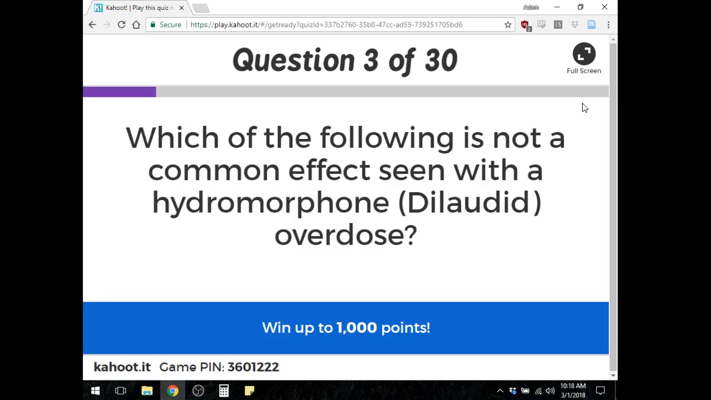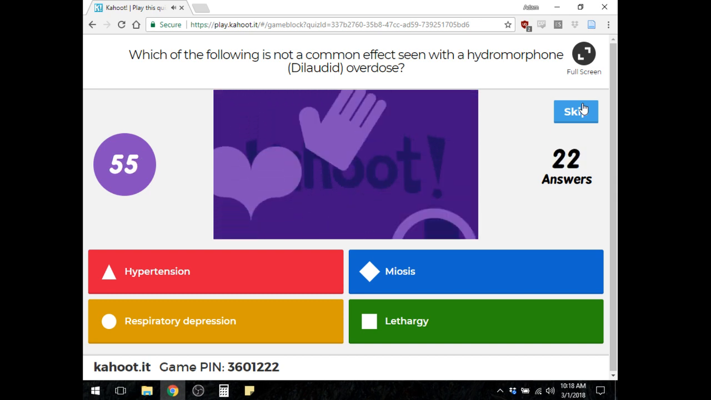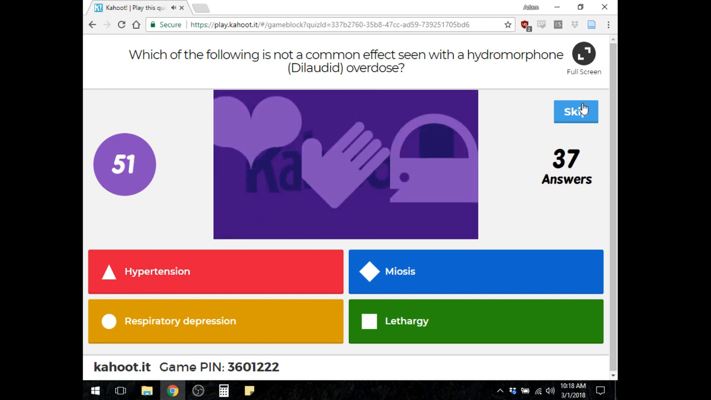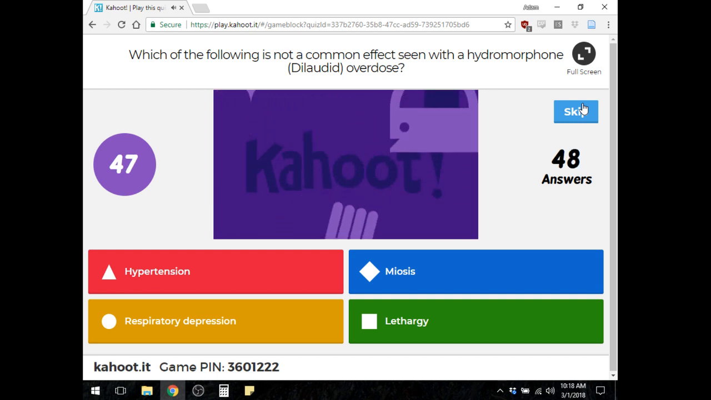Okay. Which of the following is not a common effect seen with hydromorphone or Dilaudid overdose, which is one of these things you would not expect to see? So perhaps which of these things that patient I was just talking about did not exhibit, also having an opioid misadventure.